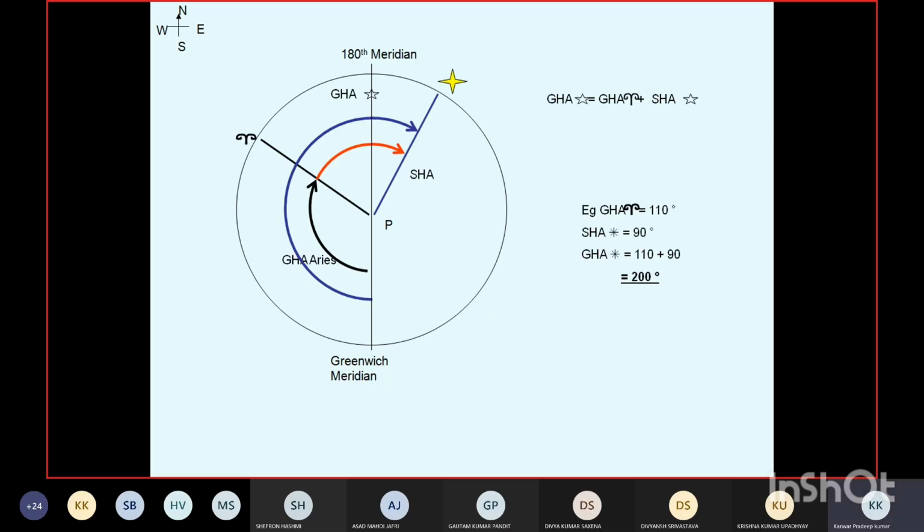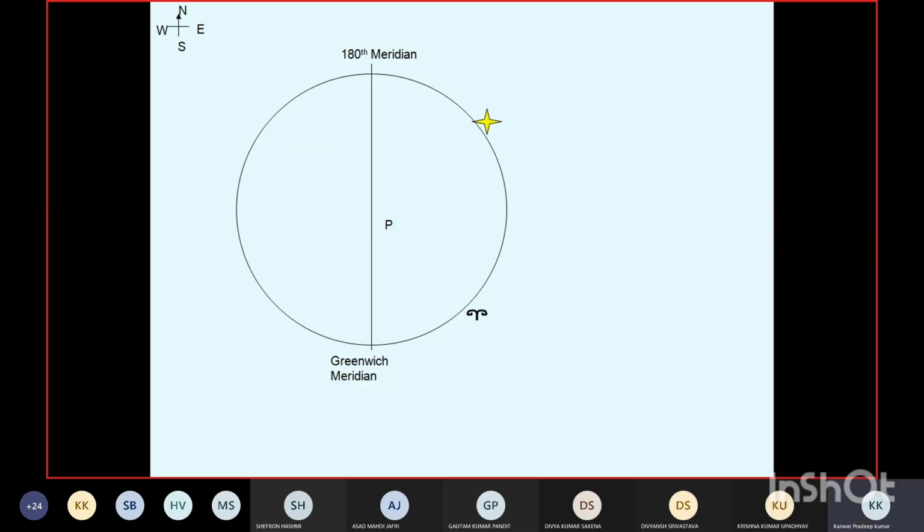So if in this slide, GHA Aries was 110 degrees, in this slide, it is how much approximately? About 320 degrees. About approximately. Am I right? Yes, sir. So the hour angle is measured from 0 to 360. Remember that one. GHA Aries. SHA star.